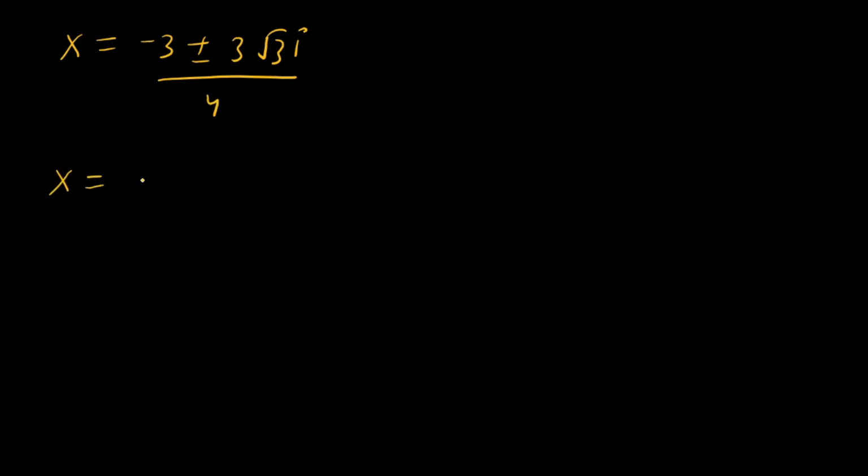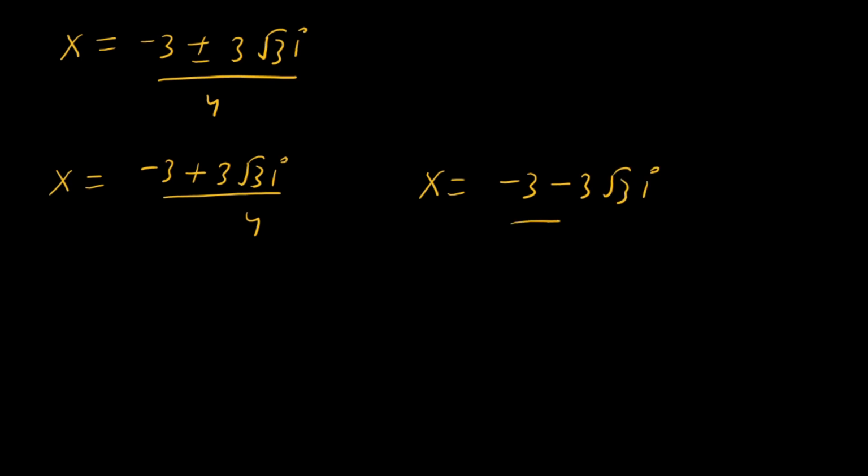Then here the fifth value of x is minus 3 plus, if we take the positive sign, 3 times square root of 3 iota divided by 4. The sixth value of x is minus 3 minus, if we take the negative sign, 3 times square root of 3 iota divided by 4.